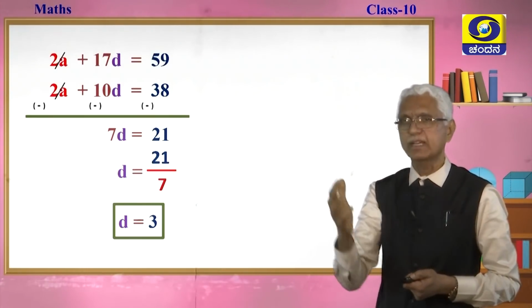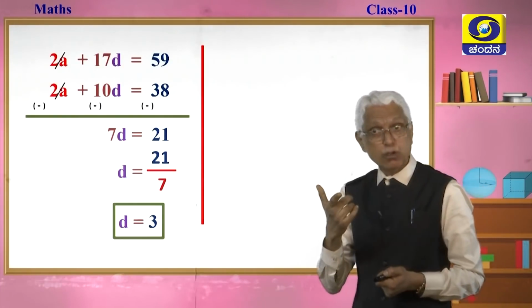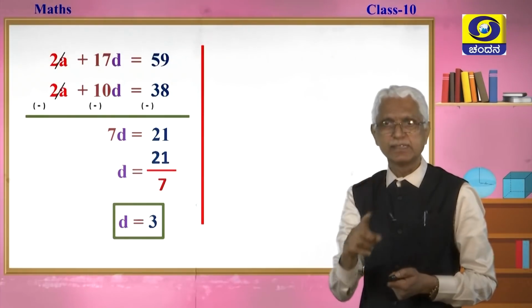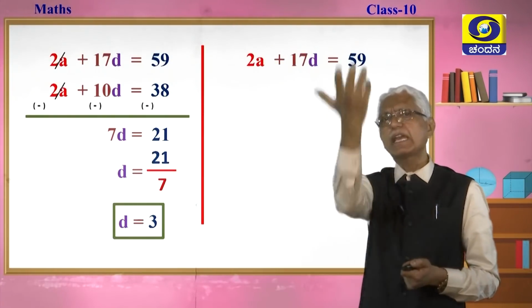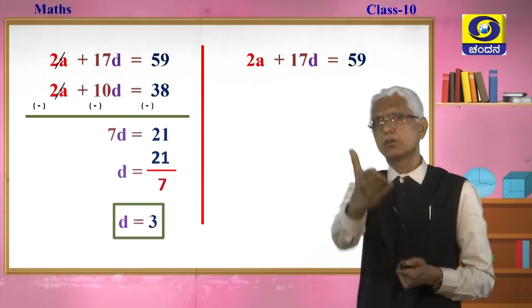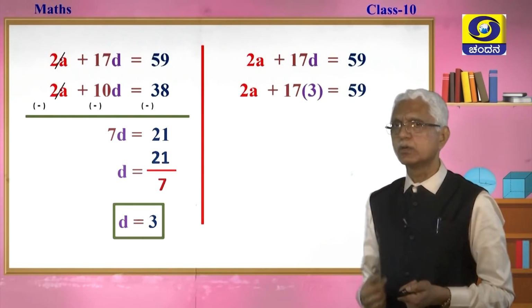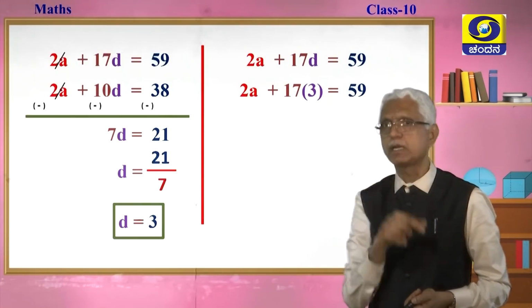Super, correct. What else do you have to find out? You have to find out the value of a, correct? Remember, what will you do? Take any one of the equations: 2a plus 17d is equal to 59. D you know, no. What will you do? You will put it in your pocket? No, you will put it in place of d.